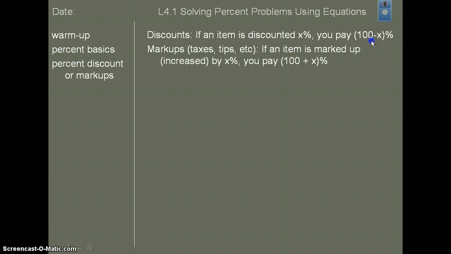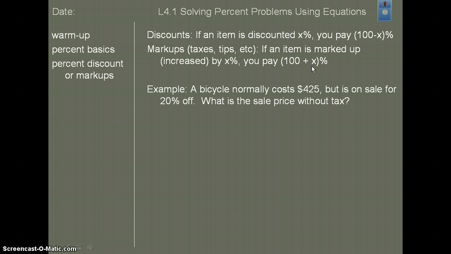In both of these cases, 100 would represent the entire quantity, the entire original amount. We subtract X percent if we are talking about a discount. We have to add X percent if we're talking about a tax, a tip, some sort of an increase.